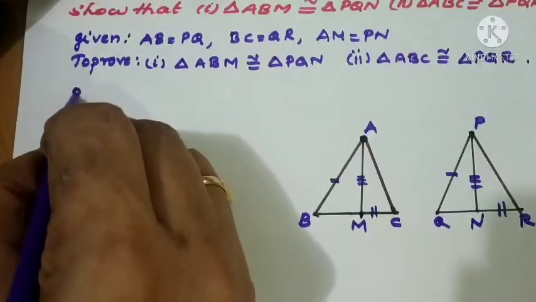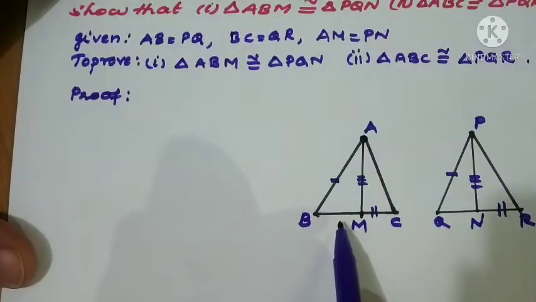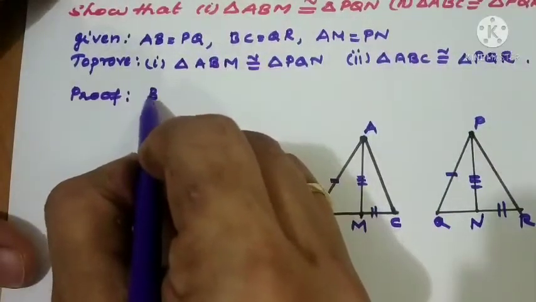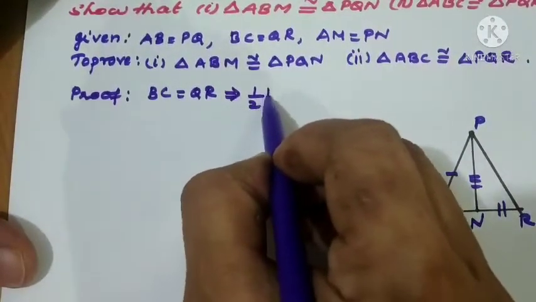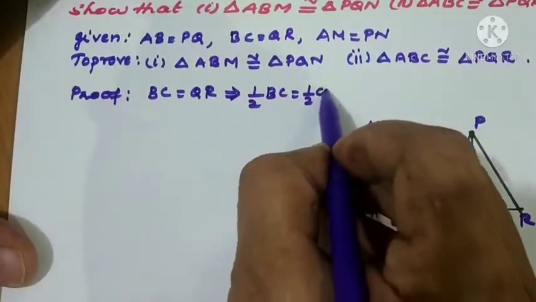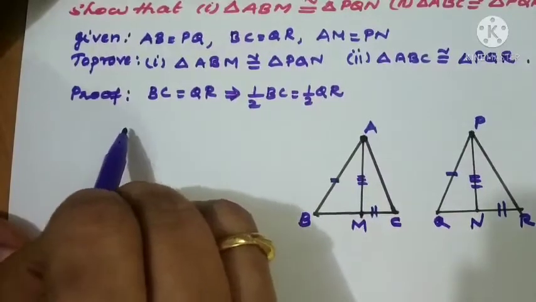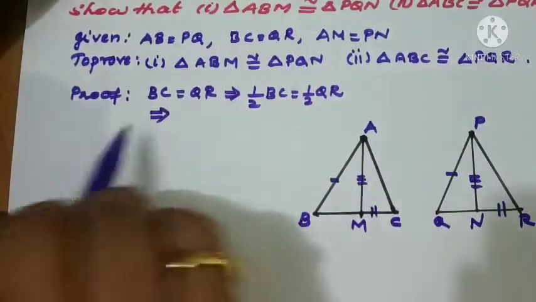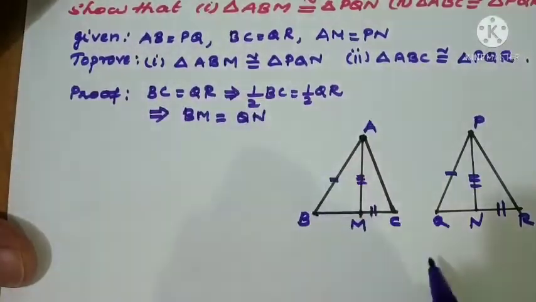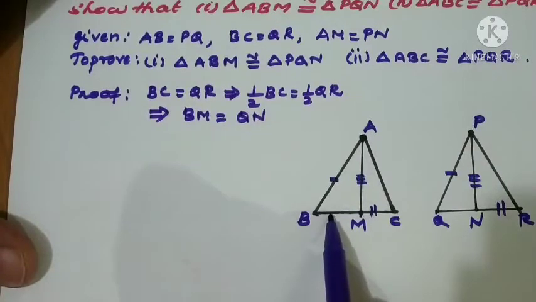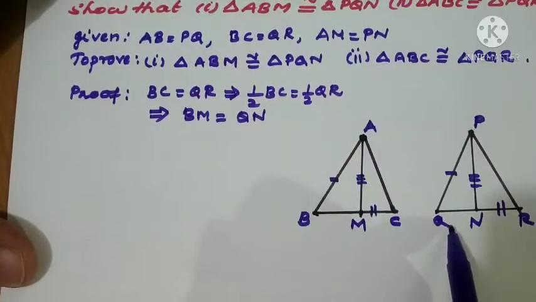Now proof. Already given that BC and QR are equal. So median property is there. So what we'll use, half of BC is also equal to half of QR. So what is the meaning of half of BC and half of QR from the diagram? It is equal to BM and QN are equal. Because M is the midpoint, BM equal to CM. And similarly here N is the midpoint of QR, that means QN equal to NR.